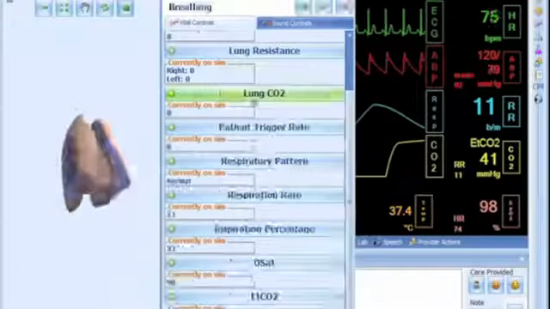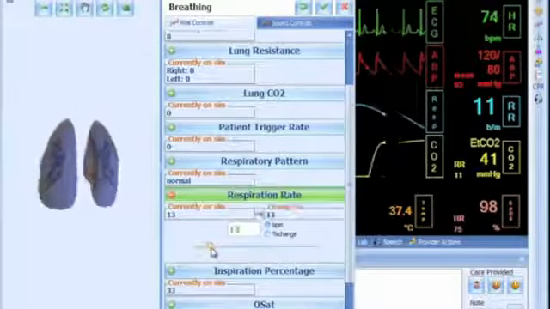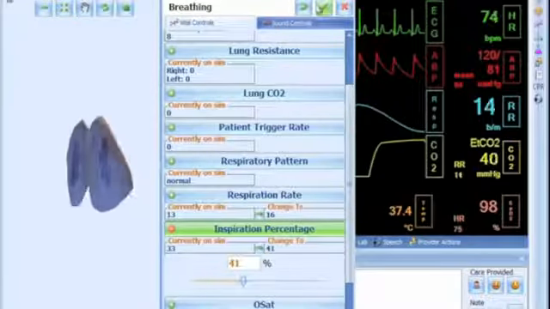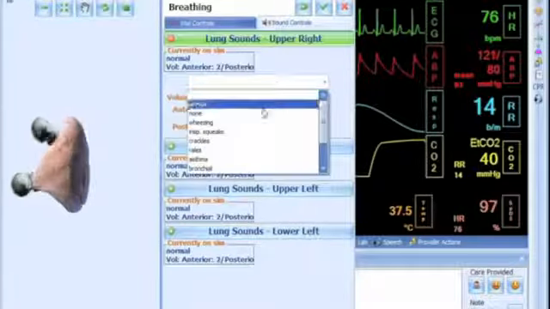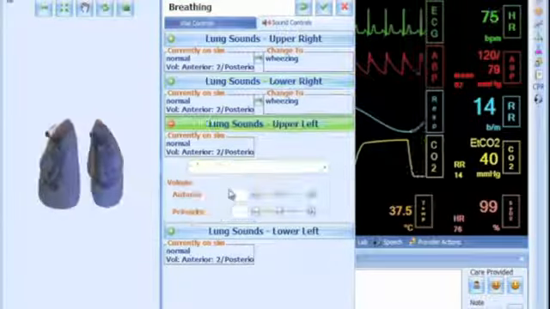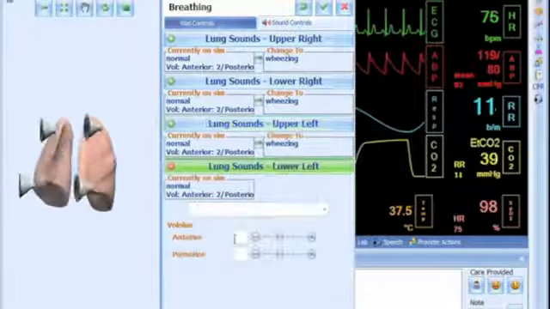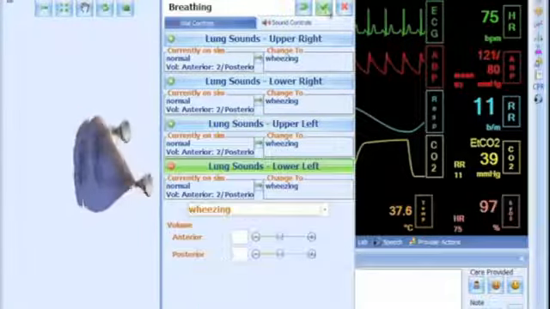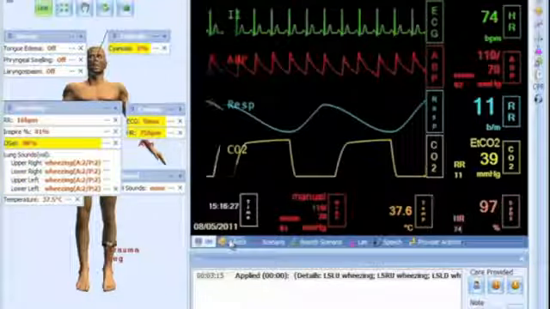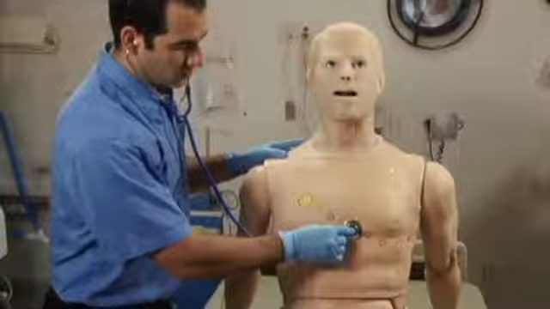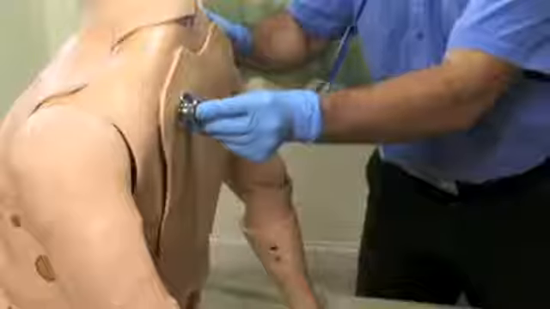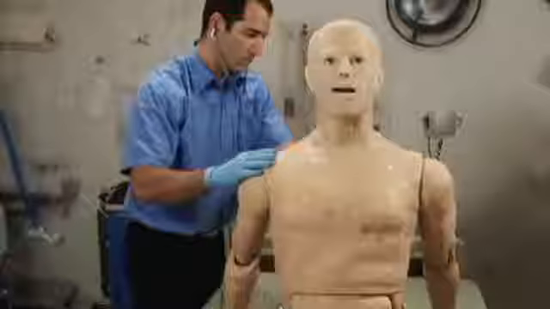Providers can easily control rate and depth of respiration and observe chest rise. Choose independent left, right, upper and lower lung sounds, which are synchronized with selectable breathing patterns. The sounds can be auscultated anteriorly or posteriorly. Multiple sounds are available.